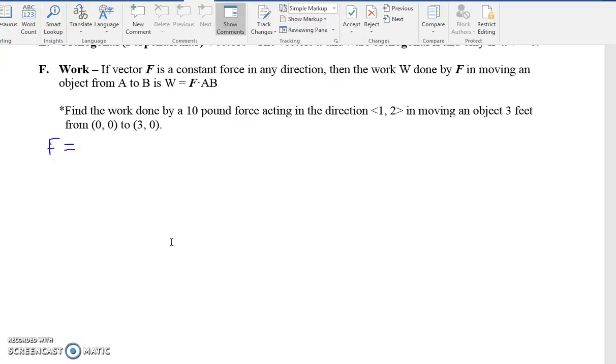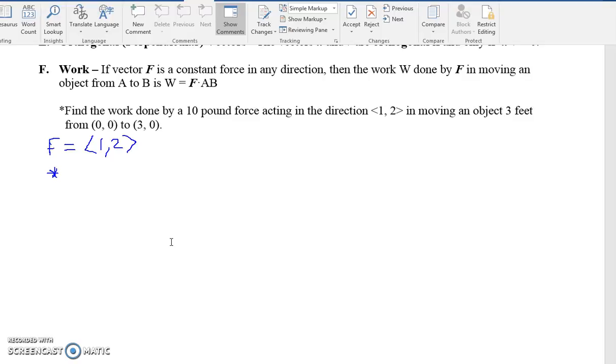Okay, it's going to be related to 1, 2, but I need to get it to have a length of 10. So maybe I'll just put a little star right here. Okay, I want to find the magnitude of this original vector.